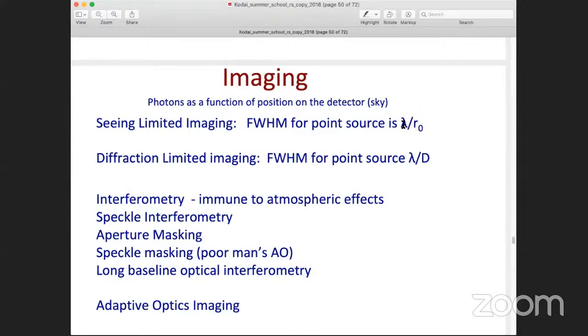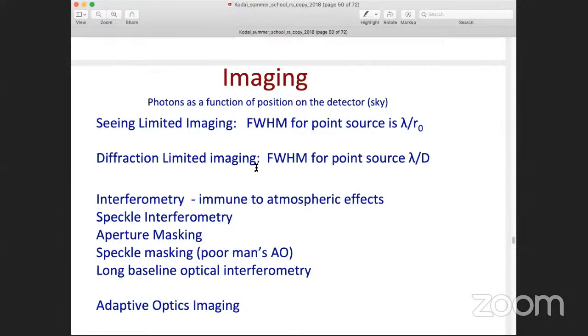It can vary from place to place. Typical values in the visible region are roughly 5 to 10 centimeters. So even if you have a 1 meter class telescope, your resolution will correspond to that of, say, a 10 centimeter telescope, and that's why we call it seeing limited imaging.